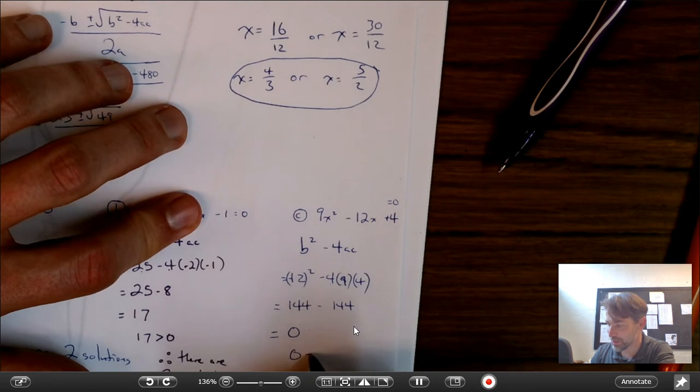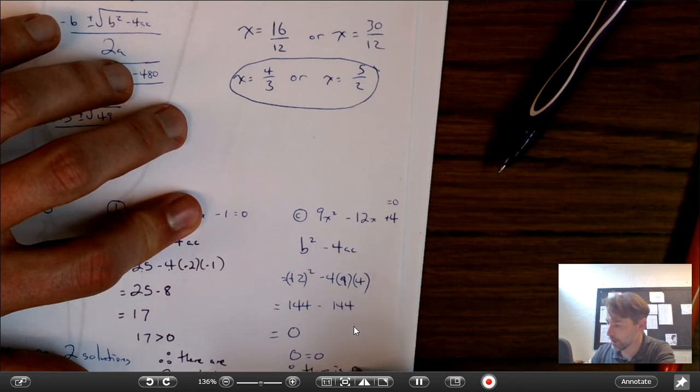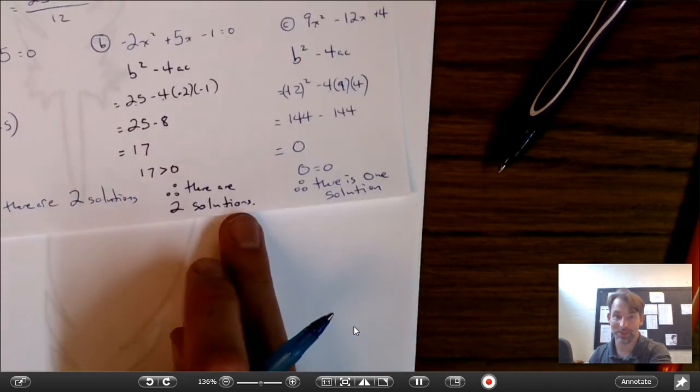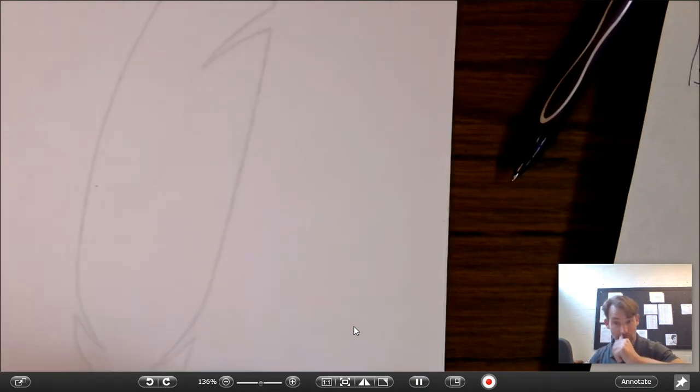Since 0 is equal to 0, therefore there is one solution. Sorry, you can't see what I wrote: there is one solution. Okay. So that's how you answer. That's how you use the discriminant and the quadratic formula to solve those types of problems.